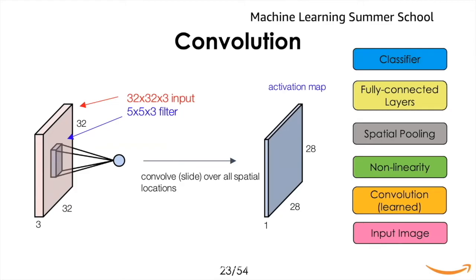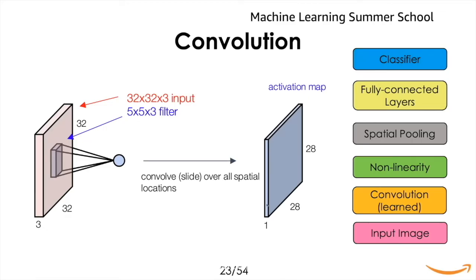Okay, so what would be the dimensions of this output? The image size is 32 cross 32 cross 3. The filter size is 5 cross 5 cross 3. The dimension of the output will be 32 minus 5 plus 1, which is 28 cross 28. And the depth of the output will be 1, since both the filter and the image have the same number of channels. So if you have one filter, you will get a 2D activation map as your output.